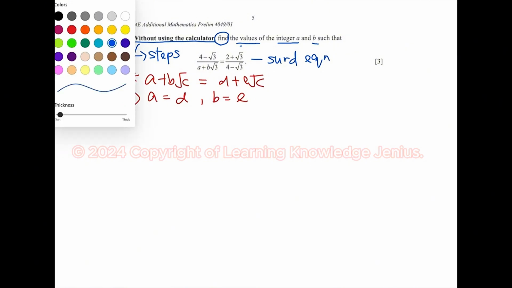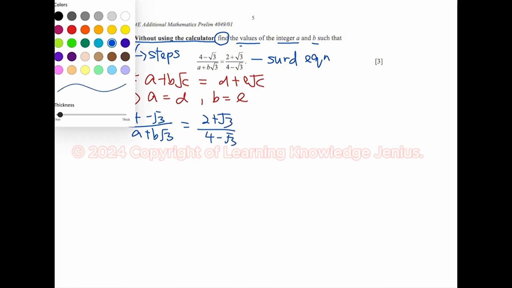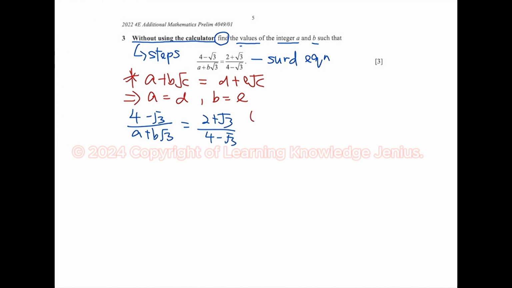So let's start doing the question. I will copy the question first. To solve our equation, there are generally two methods. Method one is rationalize the denominator. Method two is cross multiply.